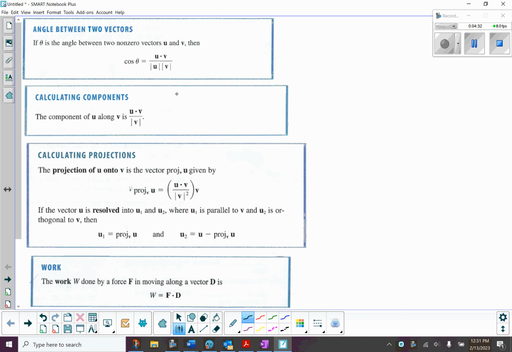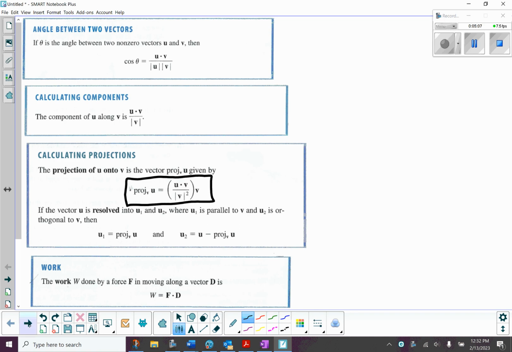For projections, now this is interesting. We're going to take the dot product as the numerator of a fraction. We're going to take the magnitude of vector v and we're going to square it. And then here, I hope you didn't miss that one. Everything in the parentheses is going to be turned into a scalar. It's going to be a single value that we are then going to multiply by vector v.